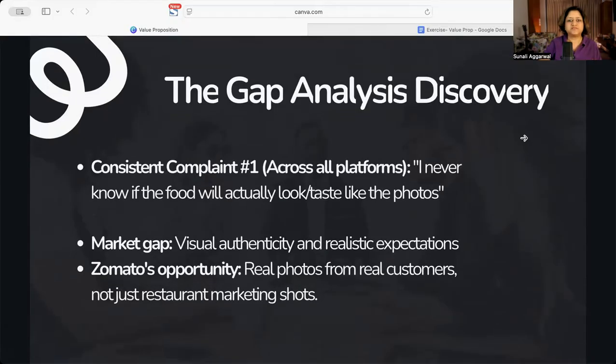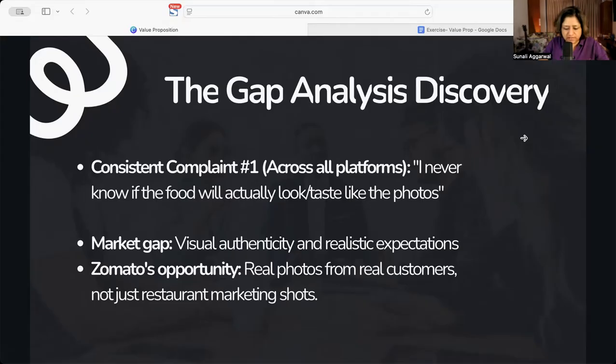The gap analysis discovery. Consistent complaint number one: I never know if the food will actually look like what it looks like in the photo. Visual authenticity and realistic expectations were the market gap. So, what was Zomato's opportunity? Real photos from real customers, not just restaurants and marketing shots.